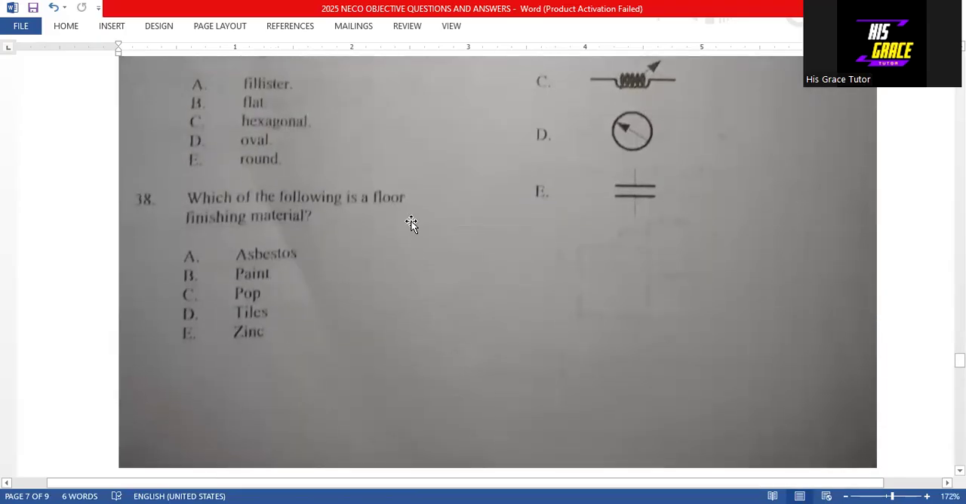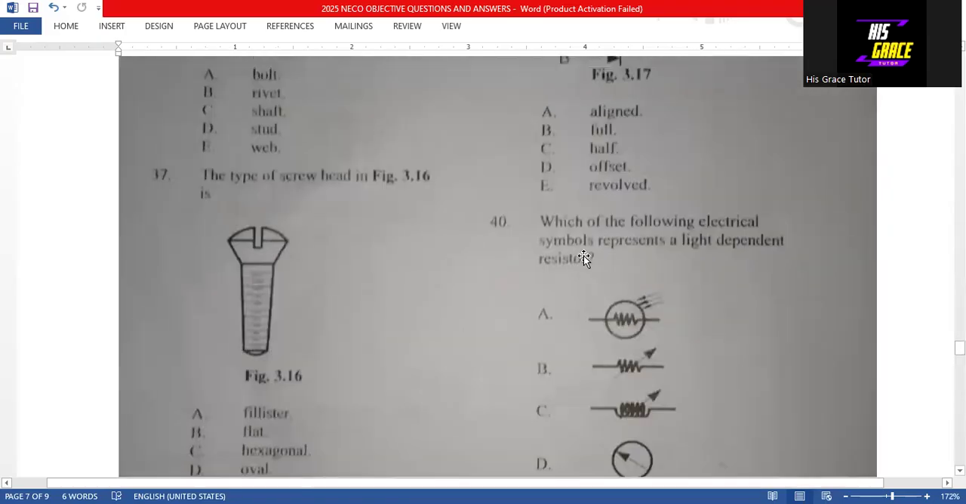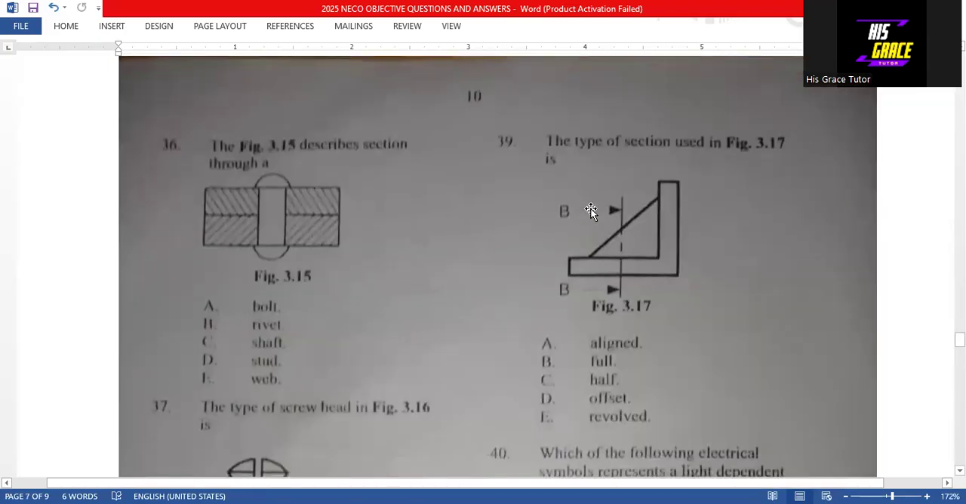Question 38. Which of the following is a floor finish material? Tiles is a floor finish material. Option D is the answer. Then question 39. The type of section used in figure 3.17 is half section. That is option C, the answer to question 39.